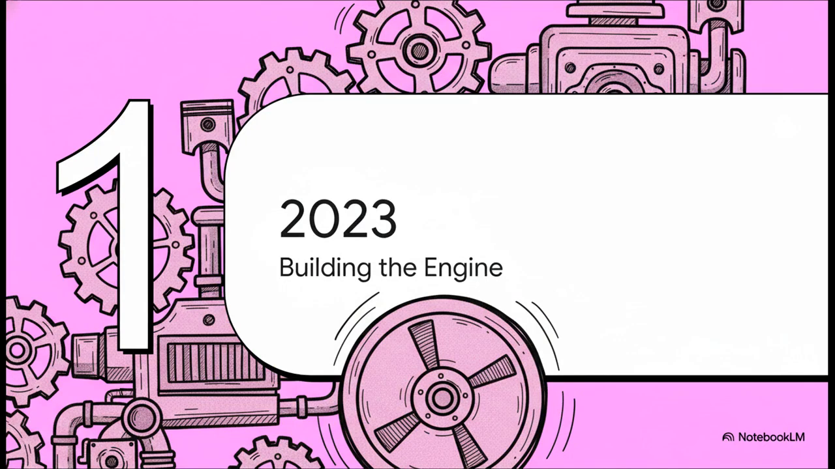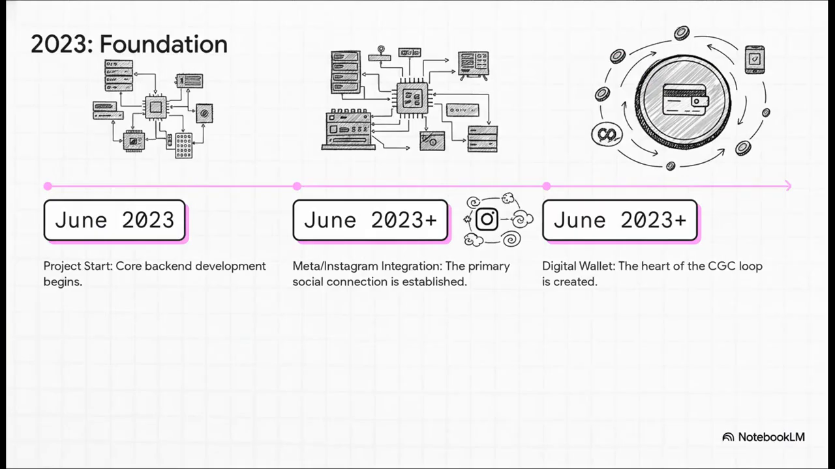So how in the world do you build something like this from scratch? Let's rewind the clock to the very beginning. The year 2023 was all about building that core engine, all the heavy machinery that runs silently in the background, making sure that flywheel can actually spin. The focus back then was on three absolutely essential pillars.